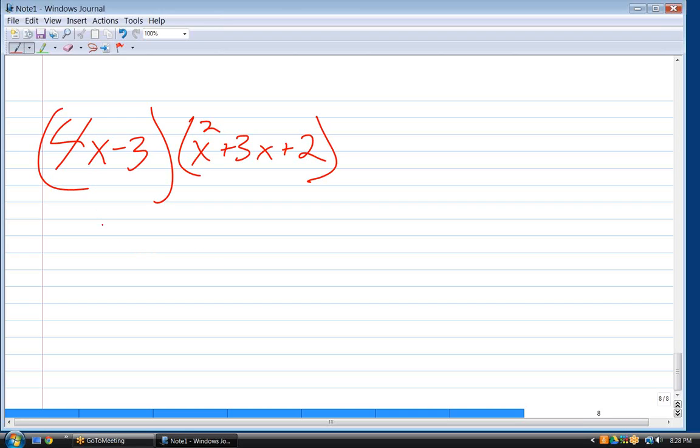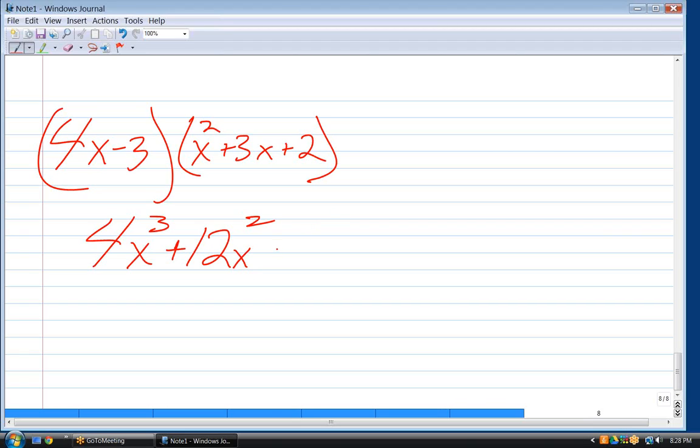What's the first term? So it's going to be 4x times x squared. It's going to be 4x to the power of 3. Next term? It's going to be 4x times 3. That's going to be 12x squared. Next term?